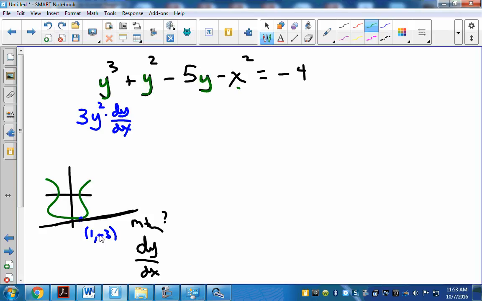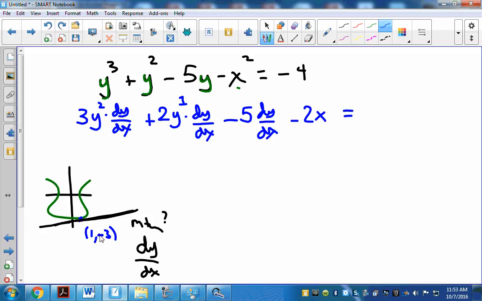Whenever you see a y, you're going to have a dy/dx in your derivative. Next term. The derivative of y squared is 2y to the first times dy/dx. I don't have to write the 1 there, but just to emphasize, we're using the power rule. And the derivative of -5y is -5 dy/dx. And the derivative of minus x squared is -2x. And the derivative of the constant is 0, right? The derivative of constants are always 0.